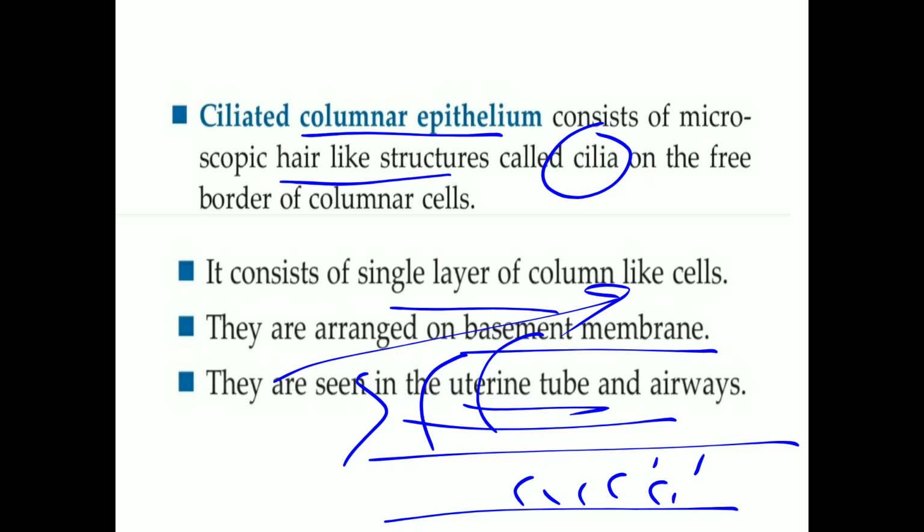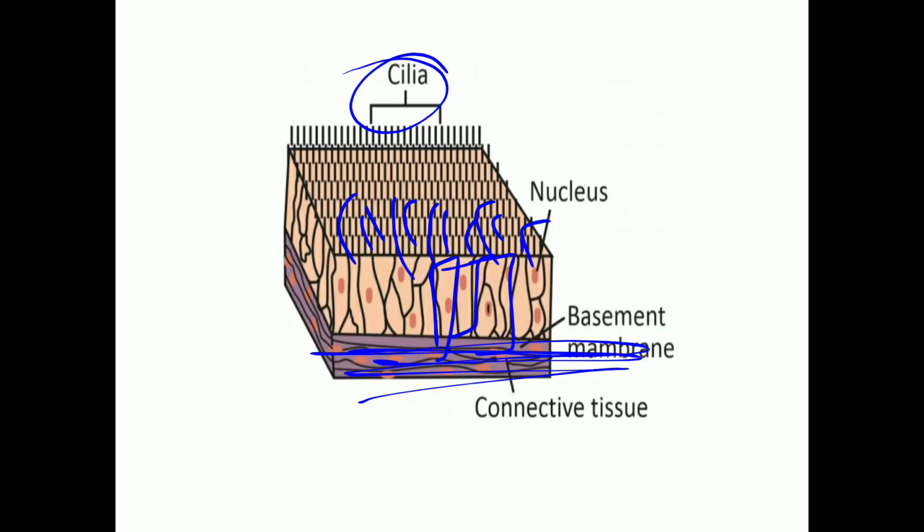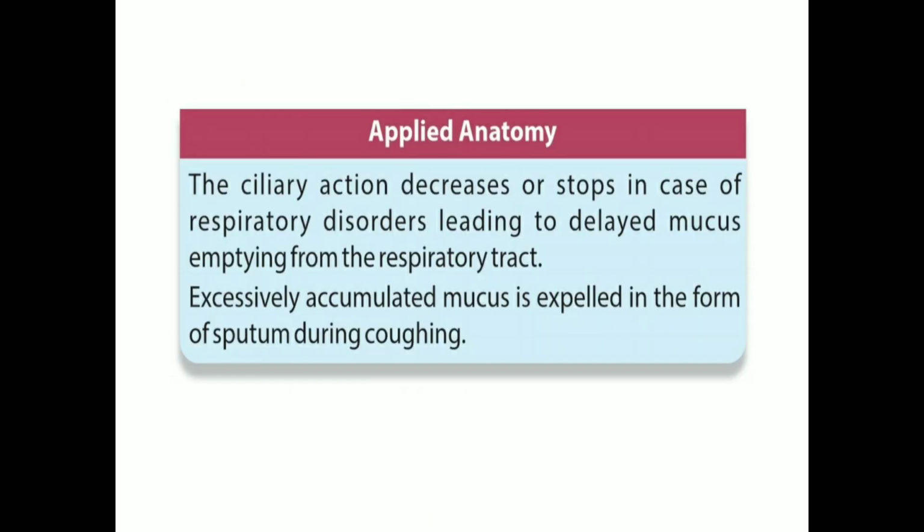So in ciliated columnar epithelium, there are cilia present on its upper, free border. They are formed of column-like cells arranged on the basement membrane. The ciliary action decreases or stops in case of respiratory disorder, leading to delayed mucus emptying from the respiratory tract. And the excessive mucus in the form of sputum is expelled out of the respiratory tract through coughing.